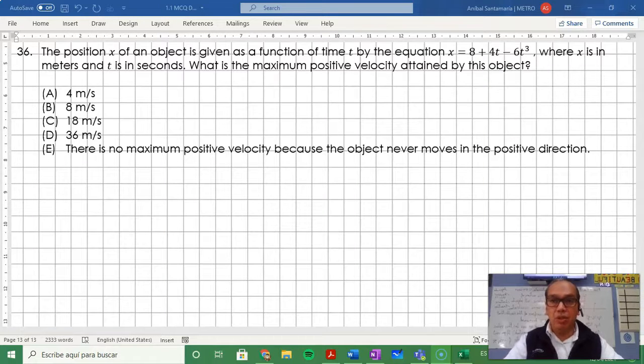36. The position x of an object is given as a function of time t by the equation x equals 8 plus 4t minus 6t cubed, where x is in meters and t is in seconds. What is the maximum positive velocity attained by this object?